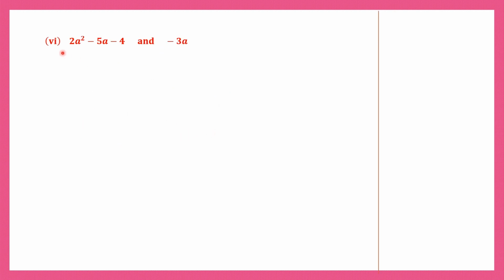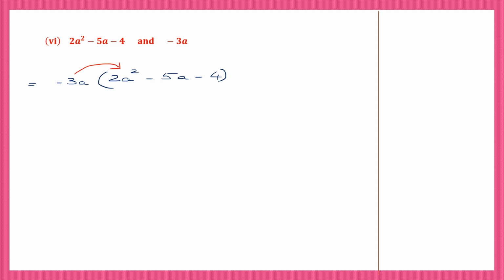Question 6. Multiply 2a squared minus 5a minus 4 and minus 3a. So we can start by putting minus 3a in the beginning or at the end also. Now I have not put a sign, it's understood it is multiplication. 2a squared minus 5a minus 4. So here also we're going to start multiplying minus 3a into each term inside the bracket.